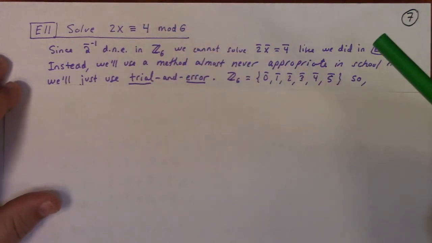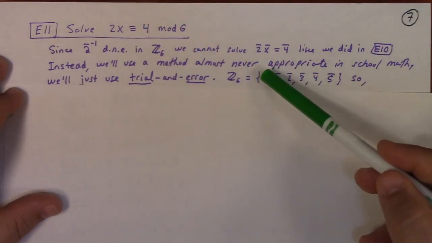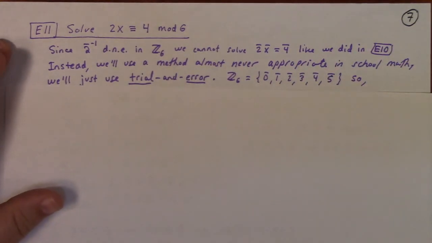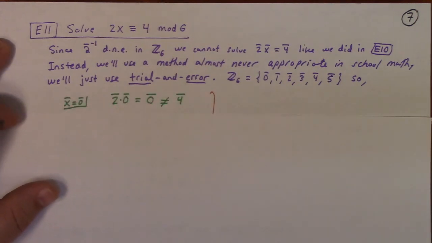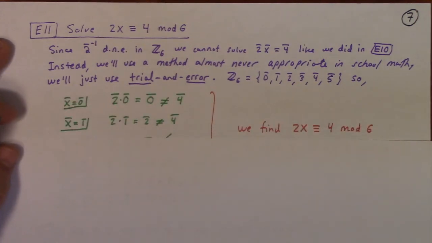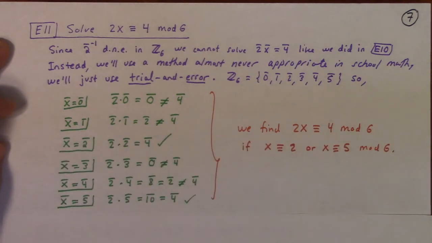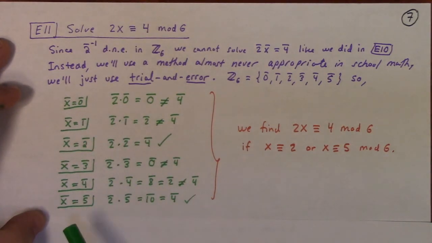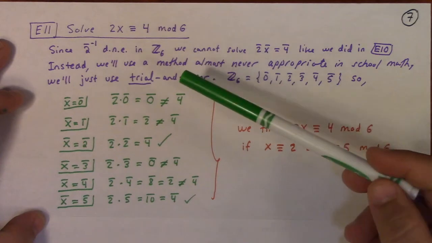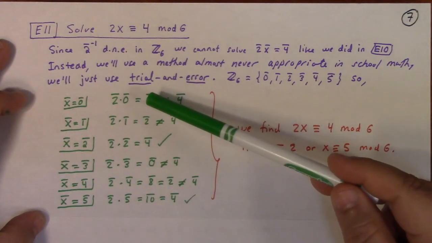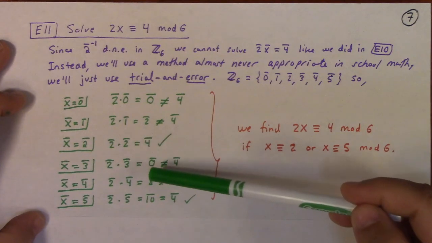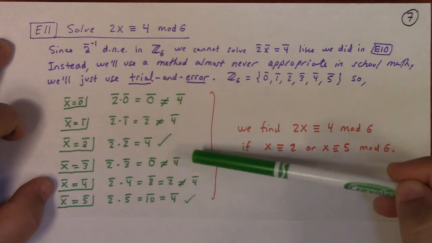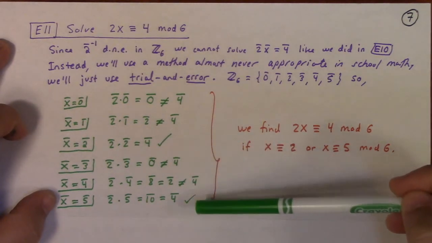Well, the neat thing is, you're working in Z6, there are 6 things: 0 bar, 1 bar, 2 bar, 3 bar, 4 bar, 5 bar. So there's a method we can use here that you never used in elementary school because you always had too many answers possible. But here we only have 6 answers possible. So you just plug them in. Plug in 0, 1, 2, 3, 4, 5. And what do you get from 2 times those things? You get 0 bar, 2 bar, 4 bar, 0 bar, 2 bar, 4 bar. So only x equals 2 bar and x equals 5 bar actually solved it.